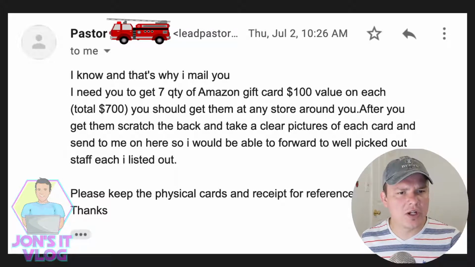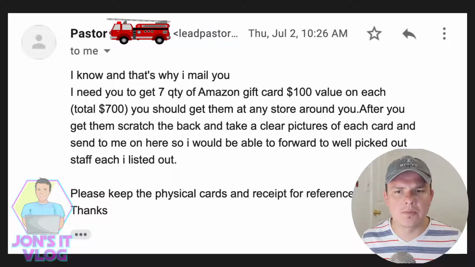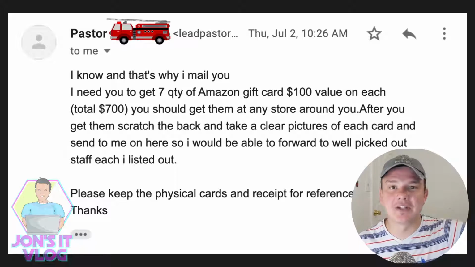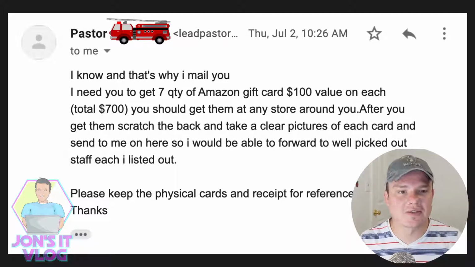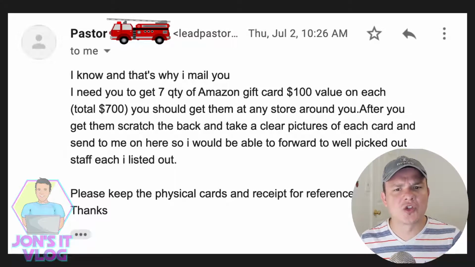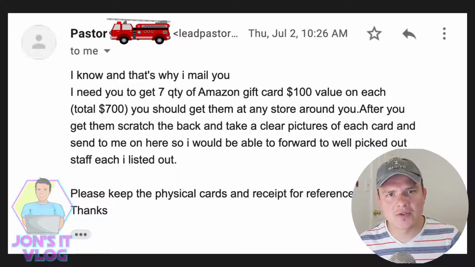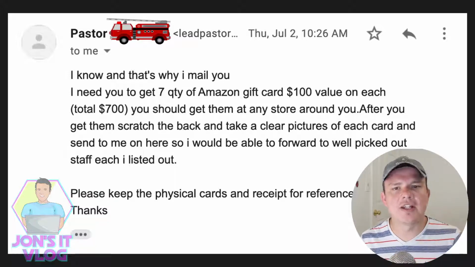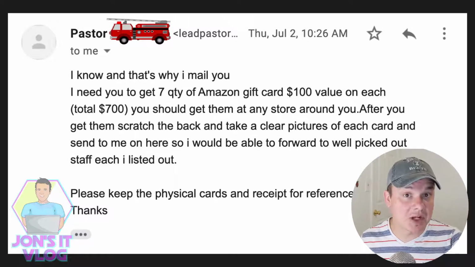Send to me on here, so I would be able to forward to well picked out staff each I listed out. I guess it means he's picking the first 7 of our staff members. By the way, we don't even have 7 staff members. So, if you didn't get it from the first email or the second one, get it from this email. We don't have 7 staff members. You want me to scratch the back and give you the codes instead of giving you the gift cards directly, so that you can give it to them and they can scratch them themselves?